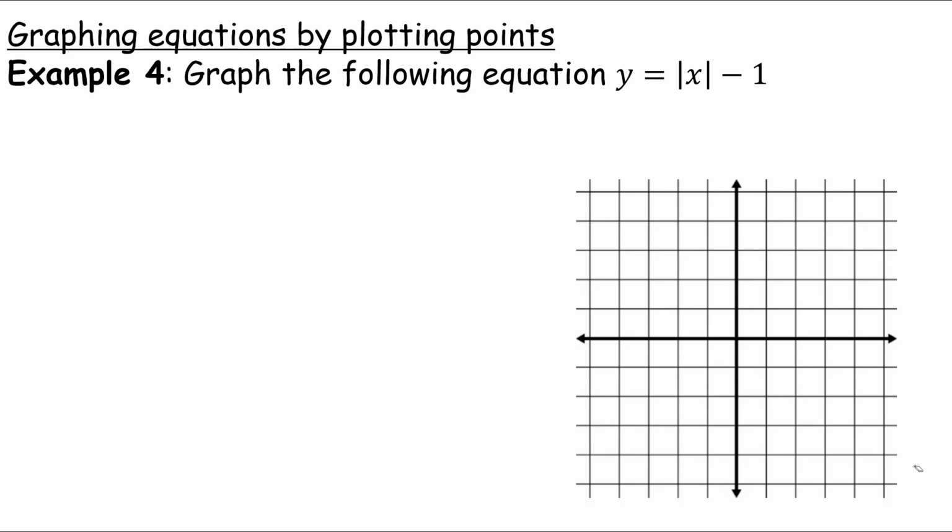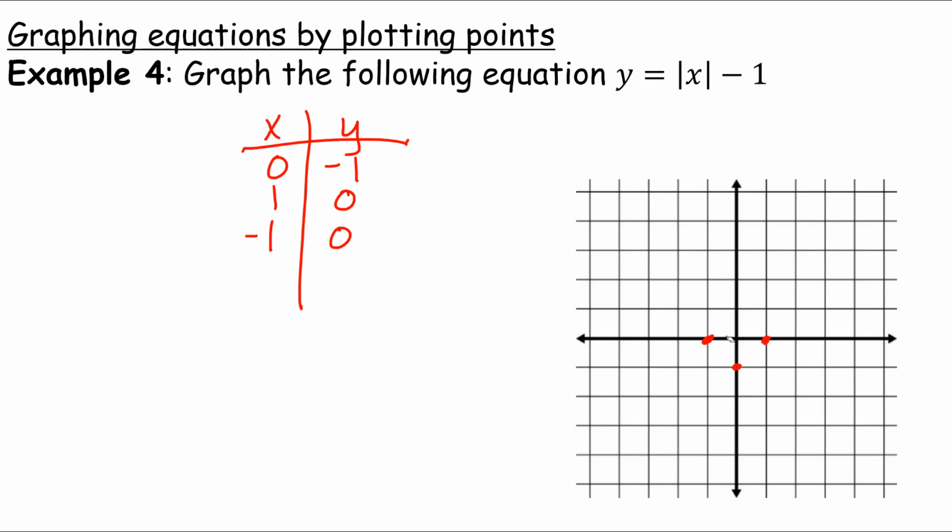All right, graph the following equation, and we're going to do this by plotting points. So we can just choose some x's and see what we get for y. I'm going to choose 0 for x, and that's going to give me 0 minus 1, which is -1. So I'll plot that point, 0, -1, right there. And I'll pick 1 for x, and that's going to give me 1 minus 1, which is 0. So 1, 0 is on this. And then I'll pick -1 for x, and that's going to give me 0 again.